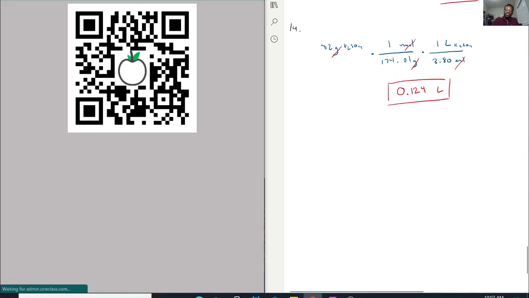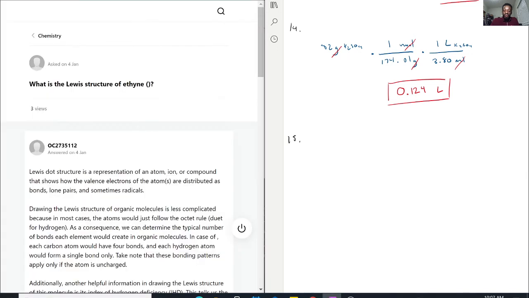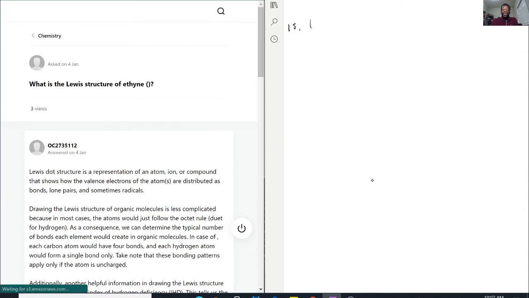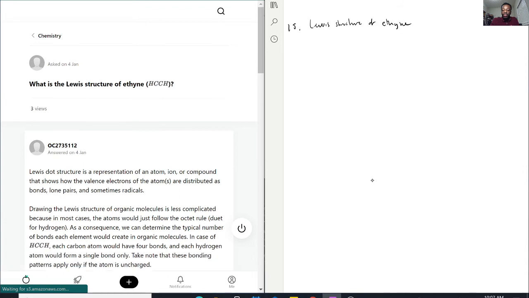And now question number 15. What is the Lewis structure of ethene? Okay, and they were nice enough to just give us a structure for it.